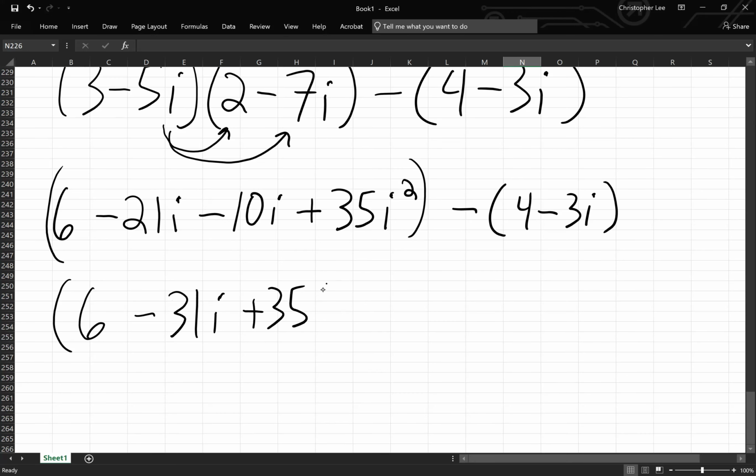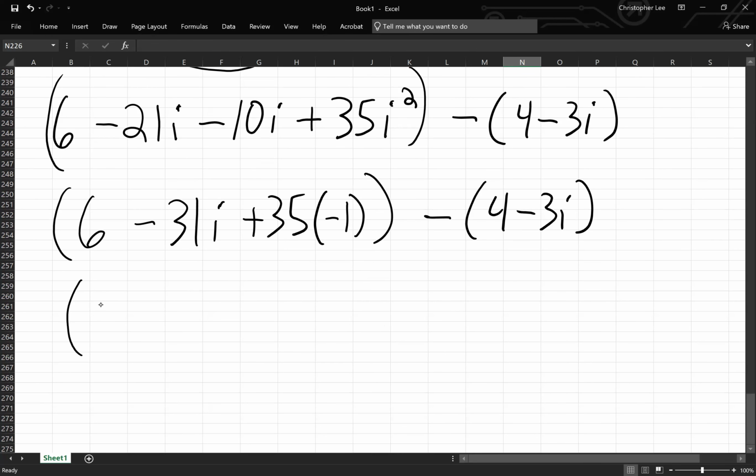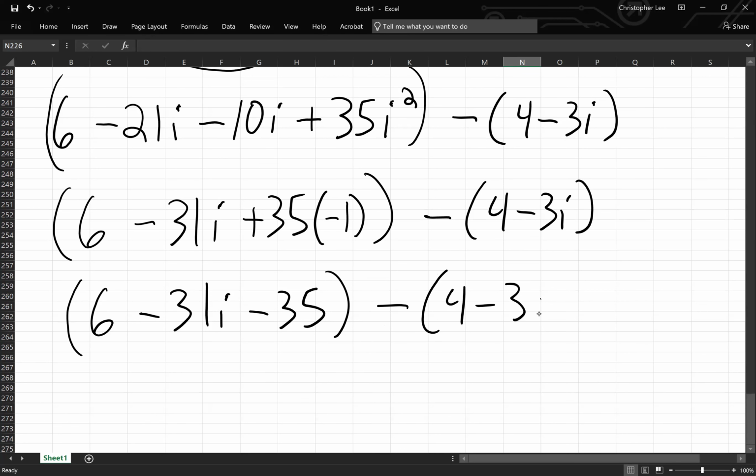What is i to the second again? I forgot. Very good, right? Let's multiply that out. So the 35 times minus 1. So I have 6 minus 31i minus 35 minus the 4 minus 3i. What's next?